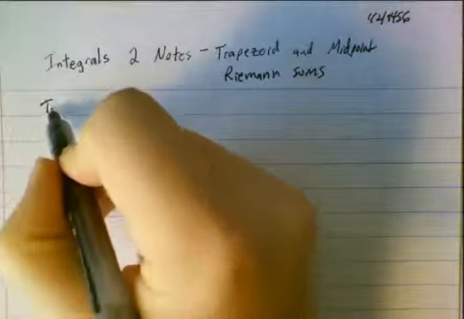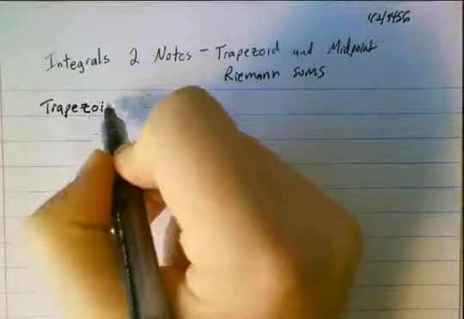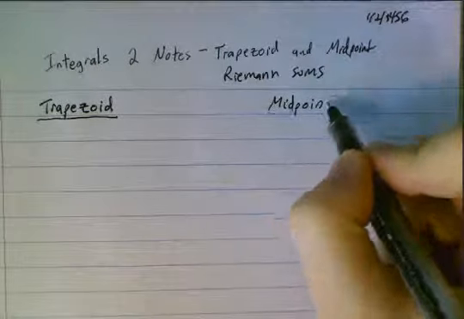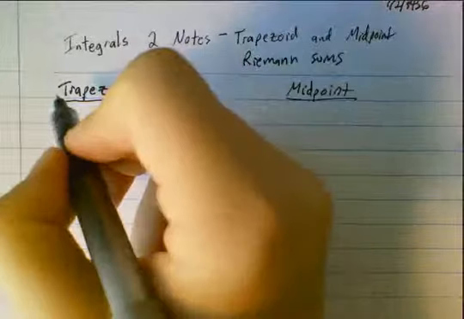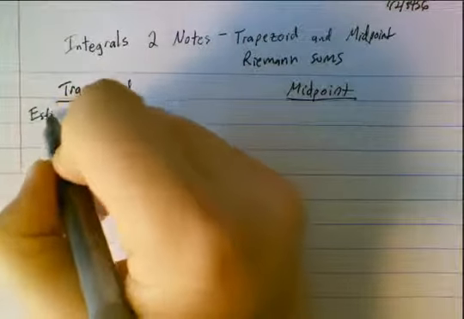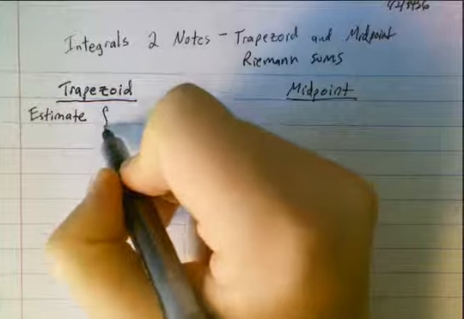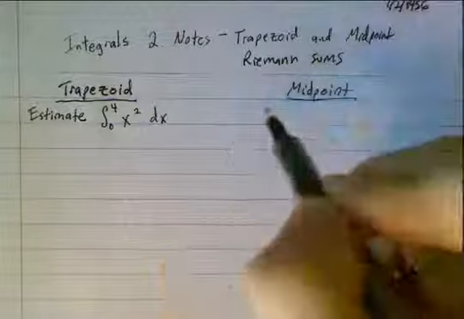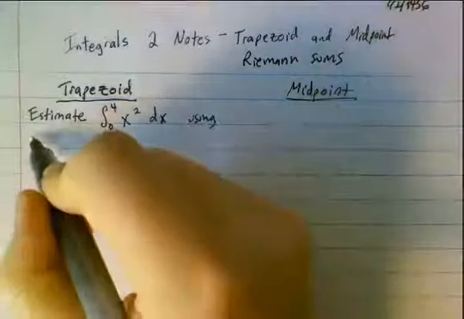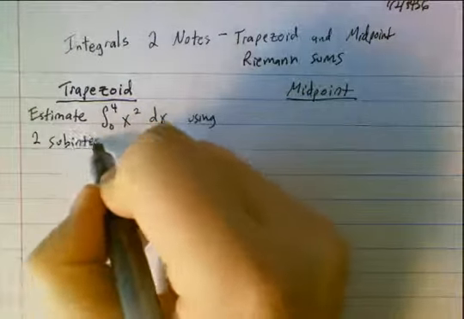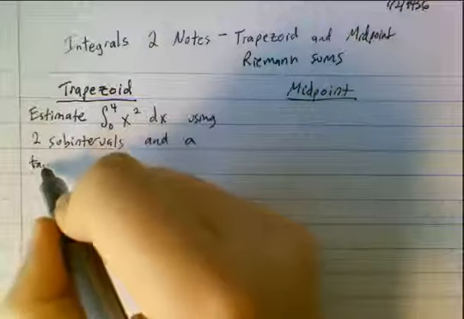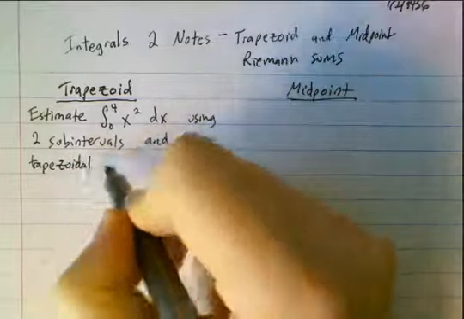So let's start off with the trapezoid and midpoint. And we'll just compare the two. So with the trapezoidal sum, you'll see something that looks like this. Estimate the integral from 0 to 4 of x squared dx using two subintervals and a trapezoidal Riemann sum.